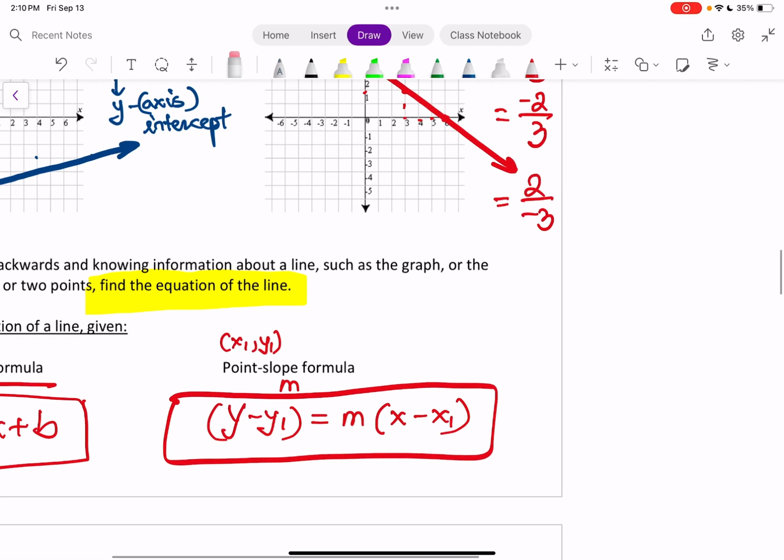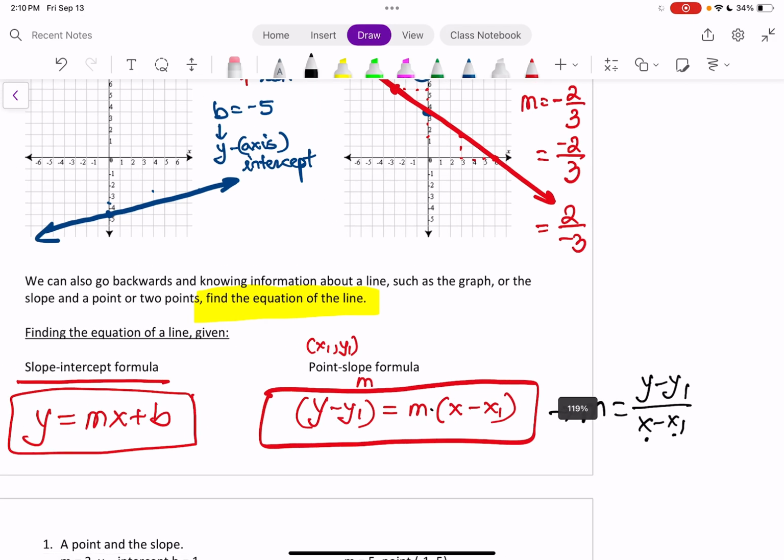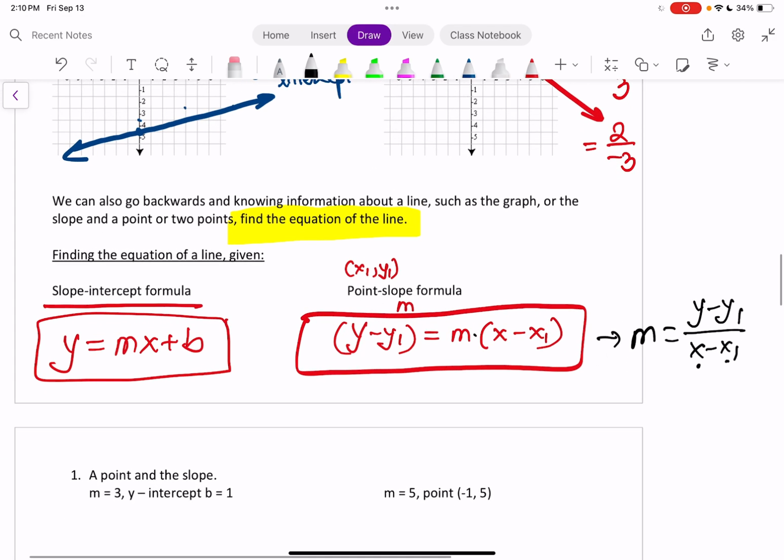If you take this equation on the side and you solve for m, you want to get m by itself, then m would be y minus y1 over x minus x1. So we knew that, right? The slope is the difference in y's over the difference in x's. So we got these 2 formulas to find the equation of a line.